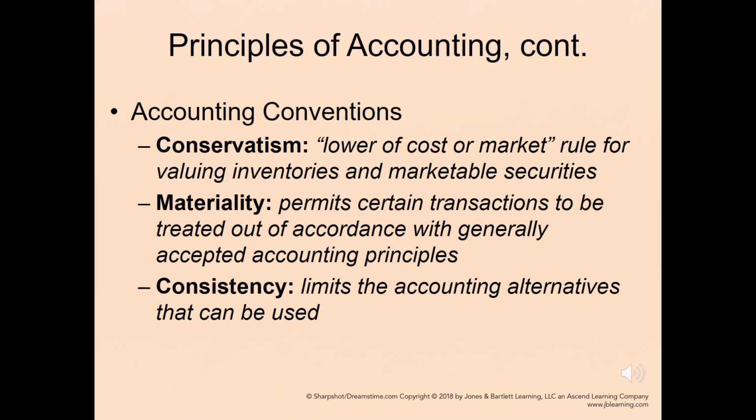Accounting conventions. Conservatism: lower of cost or market rule for valuing inventories and marketable securities. Materiality: permits certain transactions to be treated out of accordance with generally accepted accounting principles. Consistency: limits the accounting alternatives that can be used.